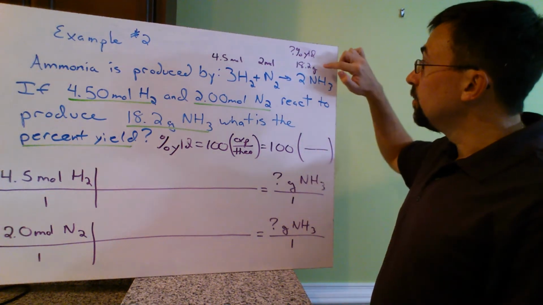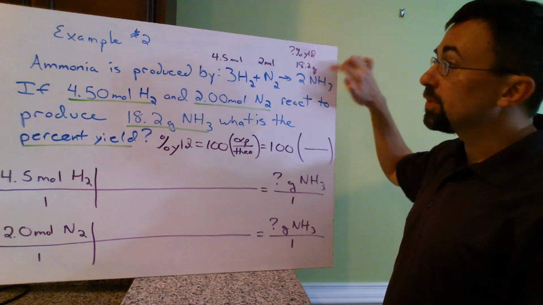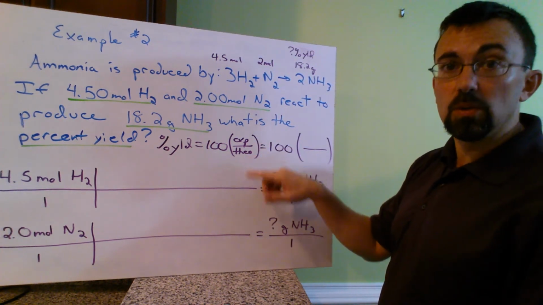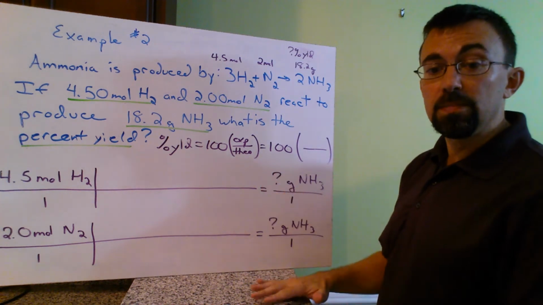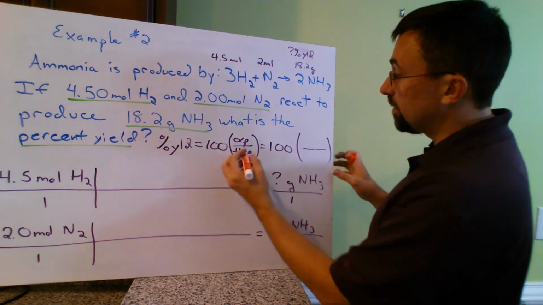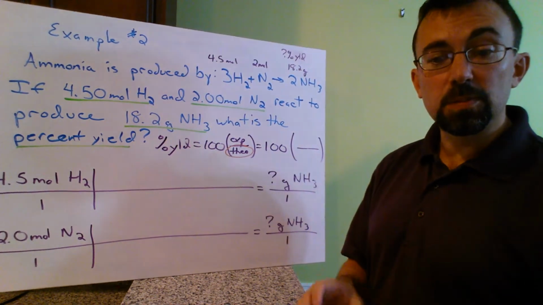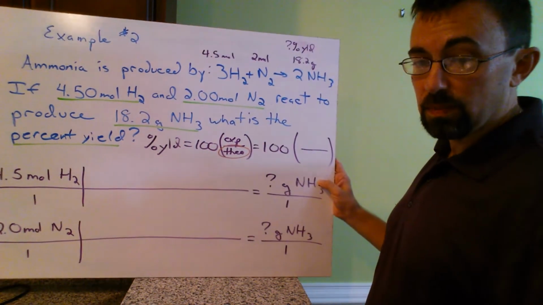So again, we could convert this to something, but remember, for a percent yield, we need both the experimental value and the theoretical value. We don't have both, so we're going to have to calculate one. And remember, the one that we calculate is the bottom. So we're going to calculate the theoretical yield. The experimental yield is what's given to us.